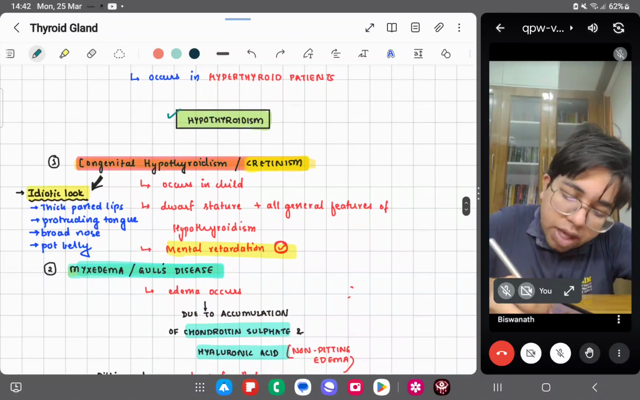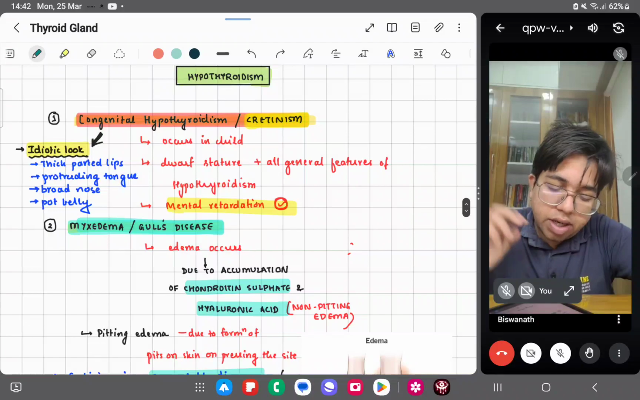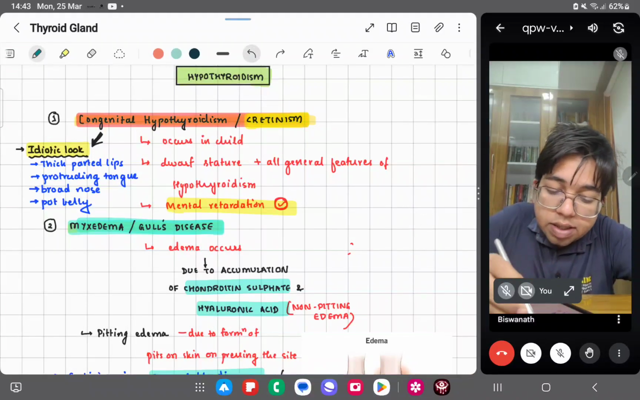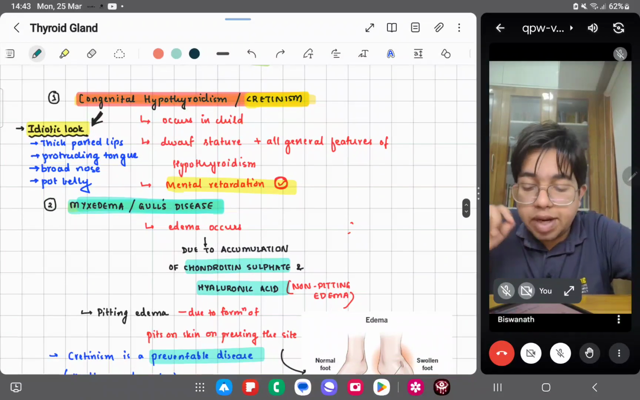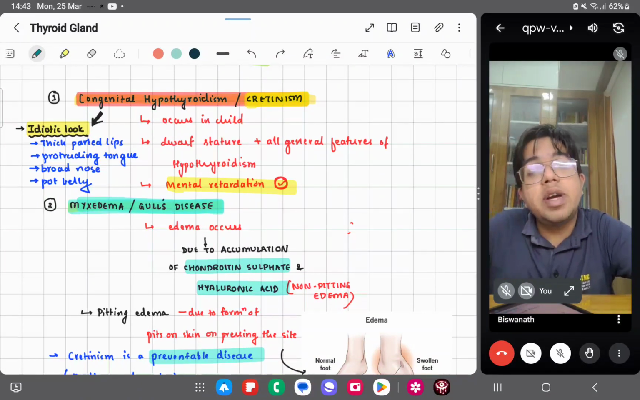Let's talk about hypothyroidism now. In hypothyroidism, we have congenital hypothyroidism called cretinism. In this cretinism, we'll have an idiotic look. Idiotic means idiot.